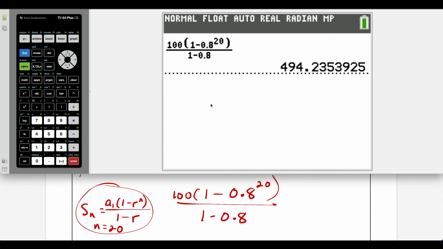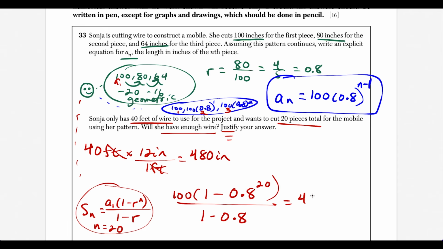And now here, this is going to work out to, so we have 494, and let's round to the nearest thousandth place. We have 235 inches. So now just think about it. If Sonia has 480 inches of wire and she needs this much, she doesn't have enough because 494.235 is greater than 480.